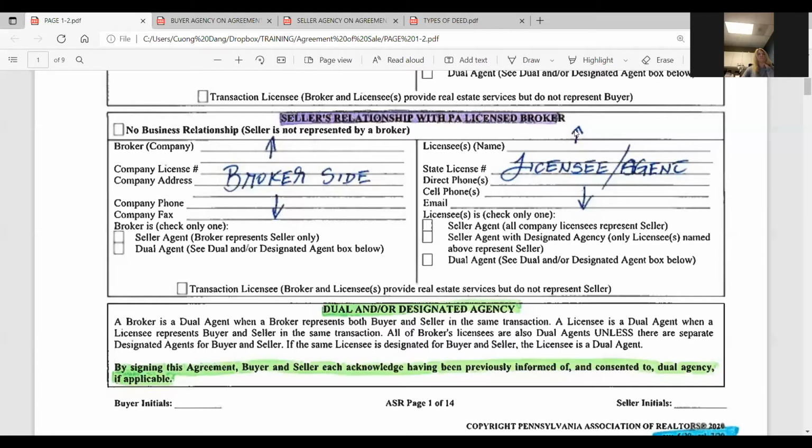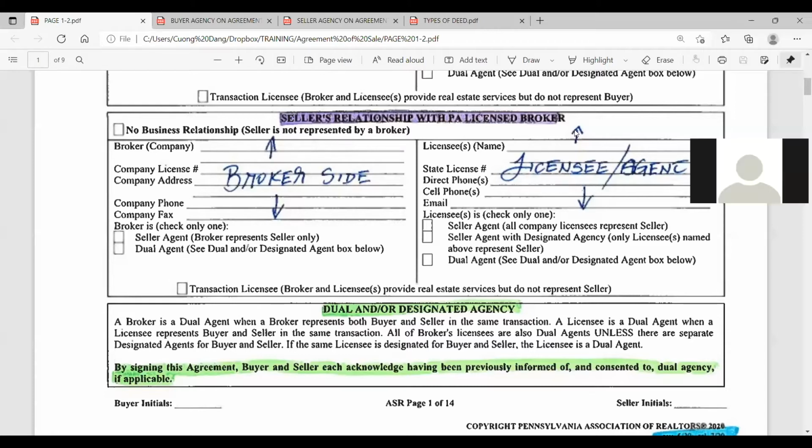And then I highlight at the very bottom there, by signing this agreement, buyer and seller each acknowledge having been previously informed of and consented to dual agency if applicable. So there in the contract is written permission for you to be a dual agent, if applicable. Okay.